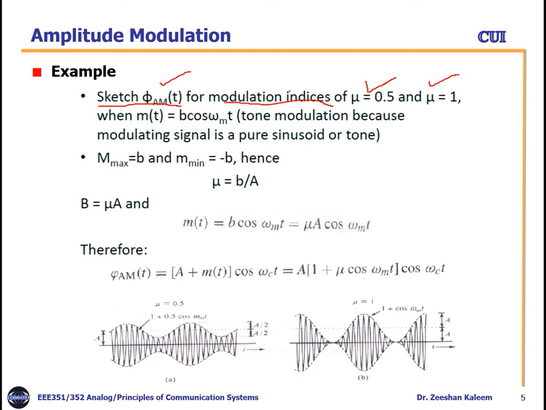When the given message signal is m(t) = B cos omega_m t, it is also called tone modulation, because the modulating signal is a pure sinusoid or a tone. What does it mean? Here, the message which we need to transmit is also a sinusoidal signal with amplitude B, and the shape is cos, but it has only one frequency component, which we call the fundamental frequency. It doesn't have harmonics inside. It is called a pure sinusoid or a tone. Tone means it has only one frequency.